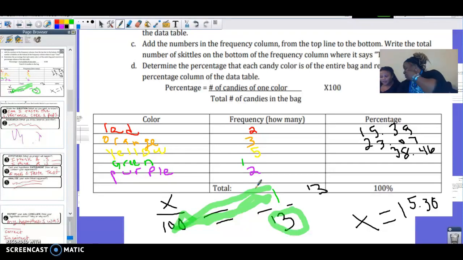So what do we get? What percent is that? 7.6923076923. Right. So I'm just going to use 7.69. I could just round to 7.70, but good enough.